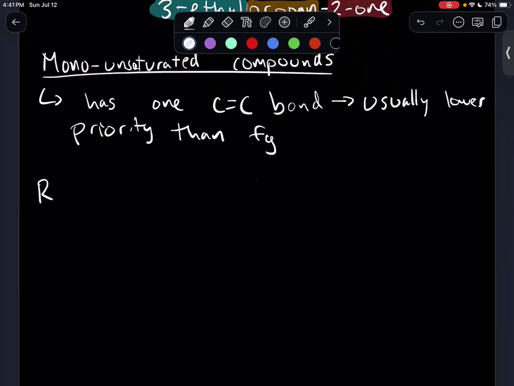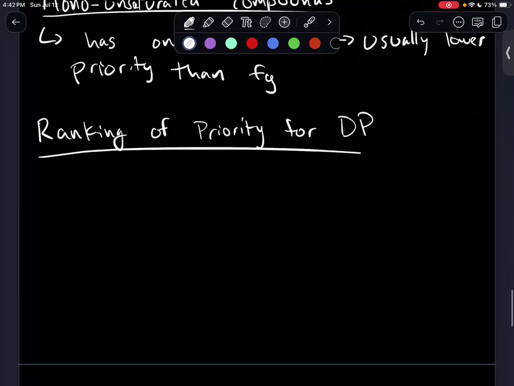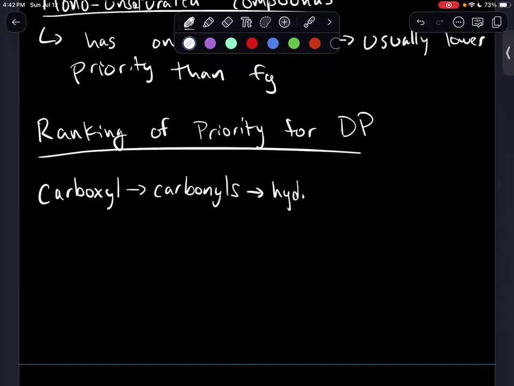Now, for the DP curriculum, we have a ranking of priority. This must be memorized. You need to know this. So figure out however you want, but carboxyl is number one priority. Following the carboxyl, we have the carbonyls. So think about big group, then double bond oxygen, then single bond oxygen going to hydroxyl. Then we have our alkene. And then at the bottom of the totem pole, we have halogenoalkanes.